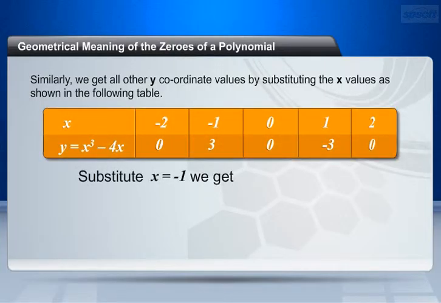Substitute x is equal to minus 1, we get y is equal to minus 1 cube minus 4 into minus 1. This is equal to minus 1 plus 4, this implies y is equal to 3.